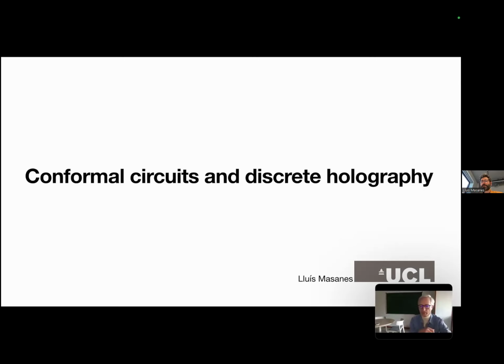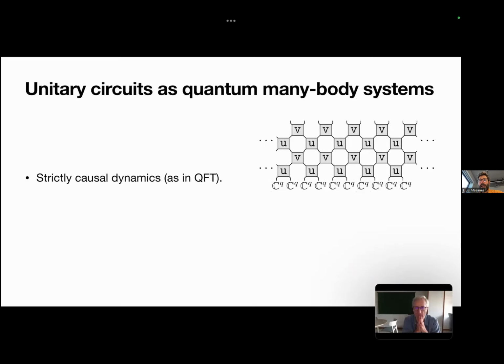Okay, so I want to give an overview about what I call conformal circuits. It's a new thing, and how they can be used in a version of holography, of theories of quantum gravity, that I call discrete holography. First, let me give an overview of why to use unitary circuits in quantum many-body systems.